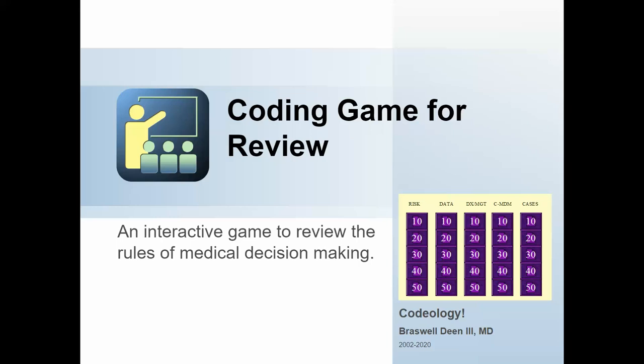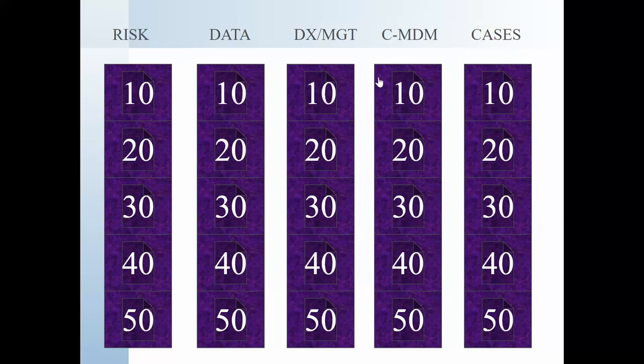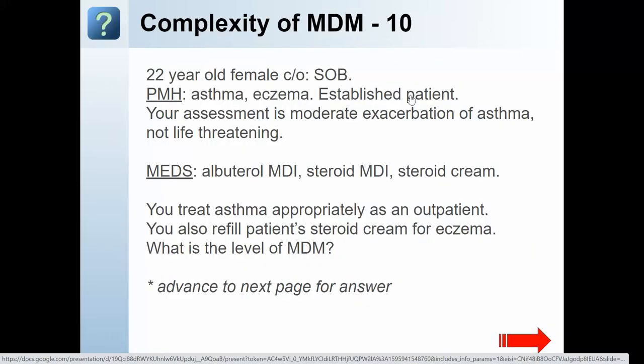So we're going to jump right in now and make it a little bit more clinical and a little bit more exciting for you, as if coding could be exciting. So let's jump right in. We looked last time at risk, data, and diagnostic management decisions in our coding game. Now we're coming to this section, the complexity of medical decision making. This is where we put it all together and make it clinical.